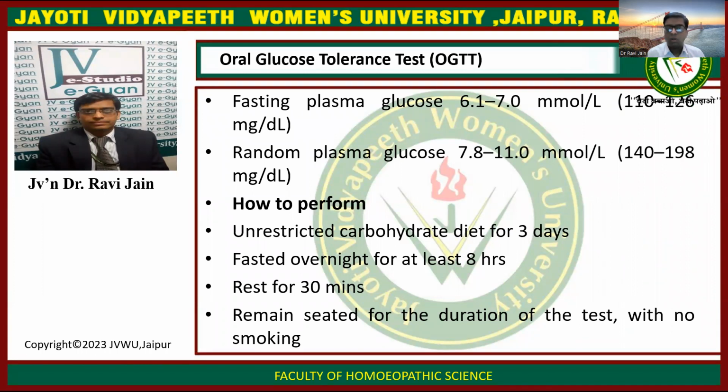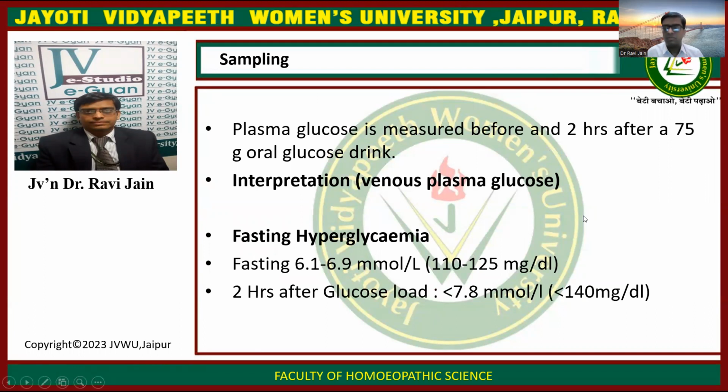Then we can also go for the oral glucose tolerance test. In the oral glucose tolerance test, again, we have to look at the blood sugar level. If fasting, it is 110 to 126 mg per dl, or if random, it is 140 to 198 mg per dl. The mechanism I'll be discussing in the classroom itself. You just have to remember one thing: in the glucose tolerance test, the plasma glucose is measured before and 2 hours after a 75 gram glucose drink given to the patient.